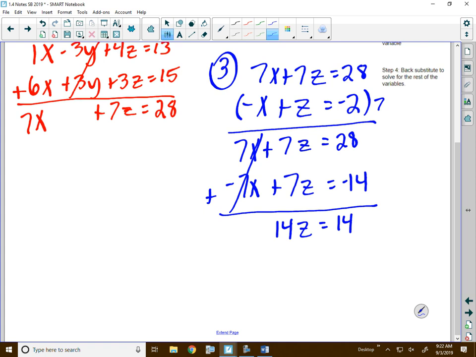So step number 3 is exactly like a problem that we were doing last week. We had 2 variables, we canceled out so that we can get 1 variable, and then we'll do substitution. So I'm going to divide by 14. So I have solved for z. Z is done. It's ready to go. Okay, any questions for step 3?